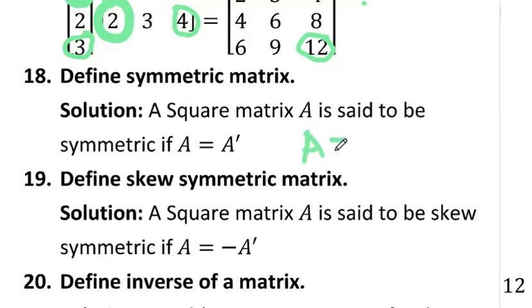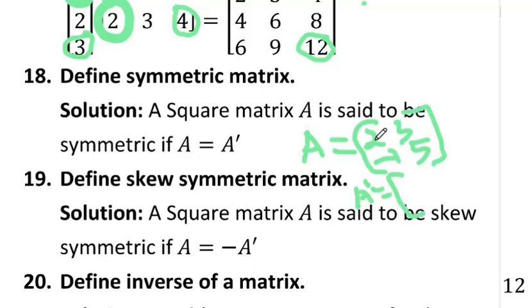Suppose A is equal to 2, 3, minus 1, 5. What is A dash, A transpose? A dash can be written like this. A dash is just interchanging the rows and columns. And what is the first row here? 2, 3. You write it in the first column. And what is the second row? Minus 1, 5. Write it in the second column. And this is the matrix A dash.